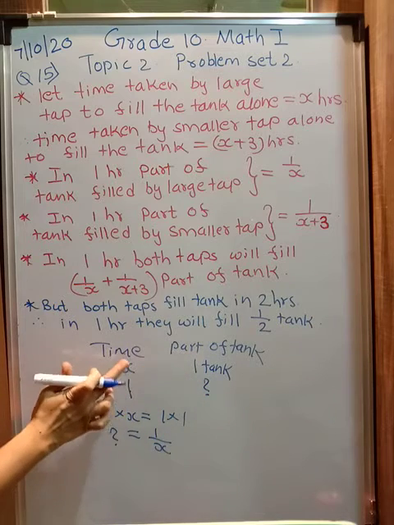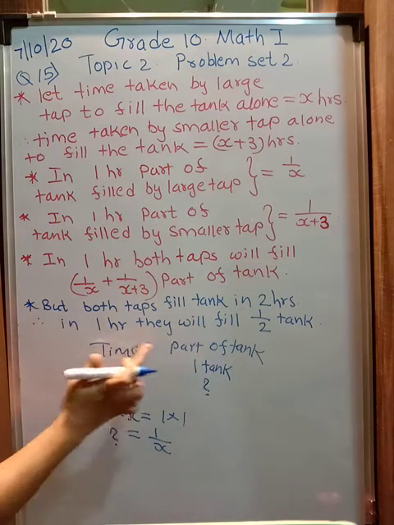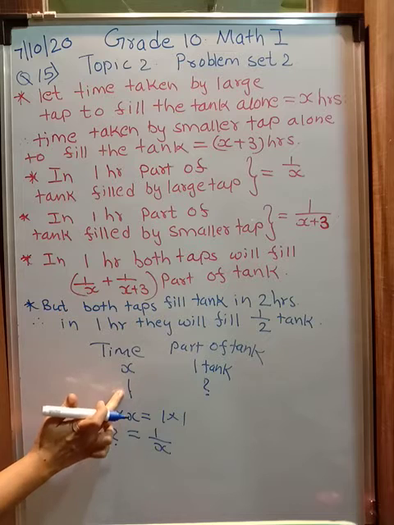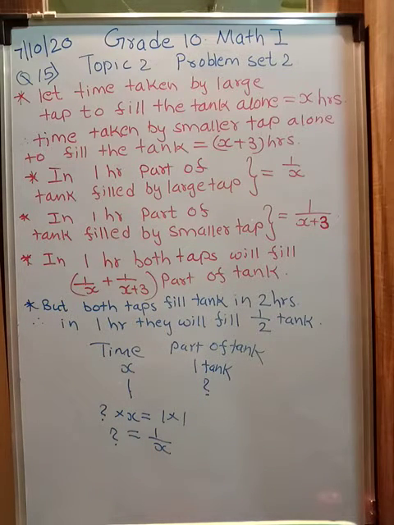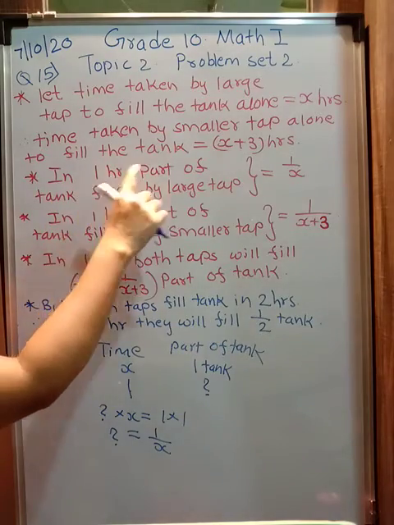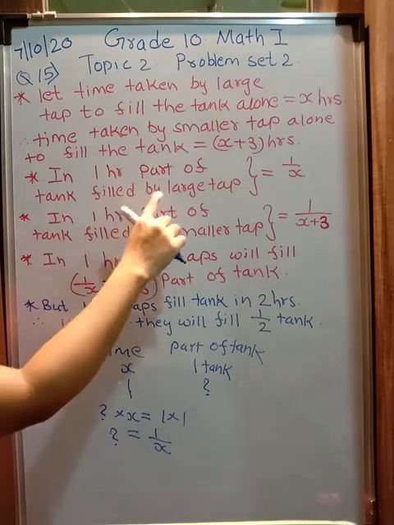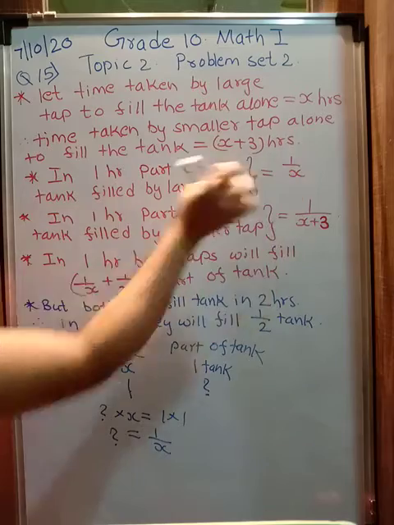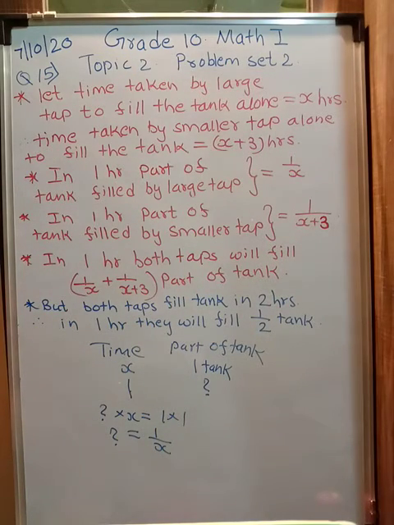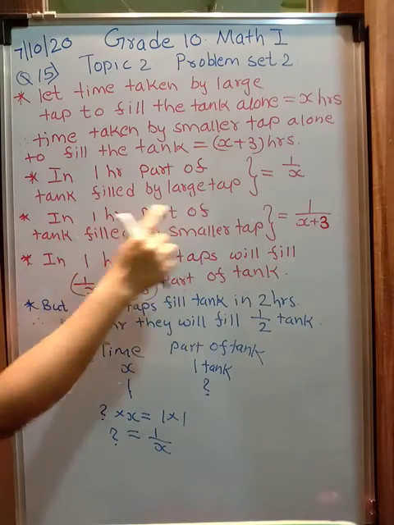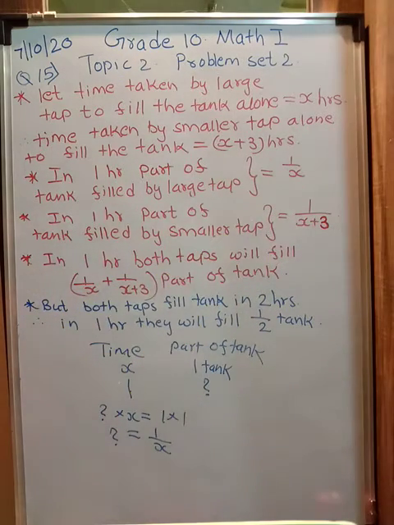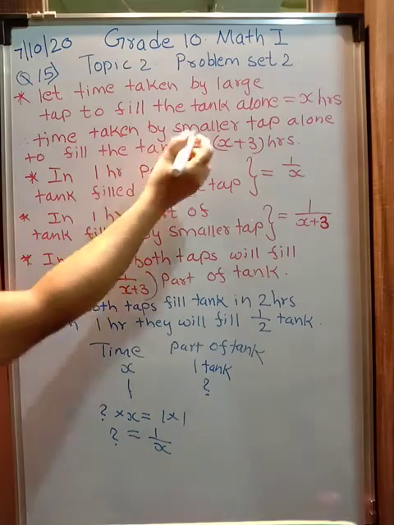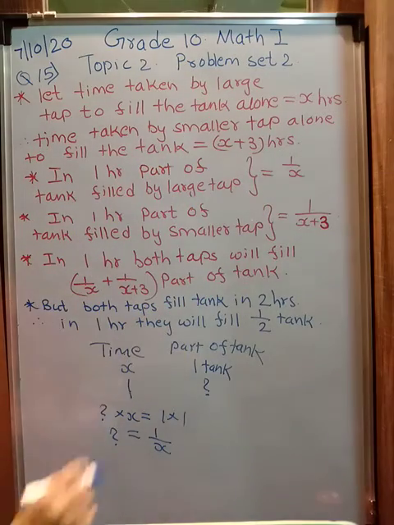So if one complete tank is filled in x hours, in 1 hour 1 upon x part of the tank will be filled. So I have written: in 1 hour, the part of the tank filled by the larger tap is 1 upon x. Okay. Similarly, in 1 hour, the part of the tank filled by the smaller tap will be 1 upon x plus 3. Why x plus 3? Because the smaller tap is taking x plus 3 hours. Have you understood up till here?